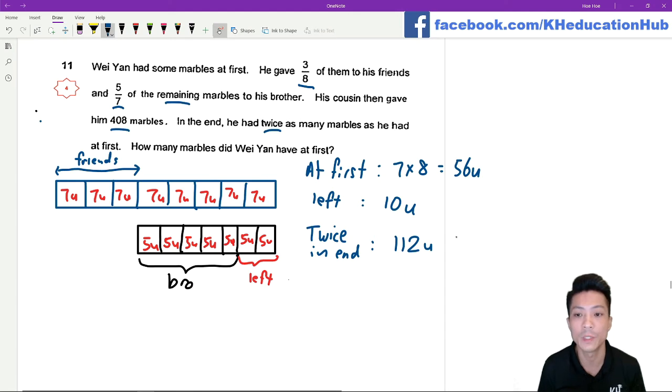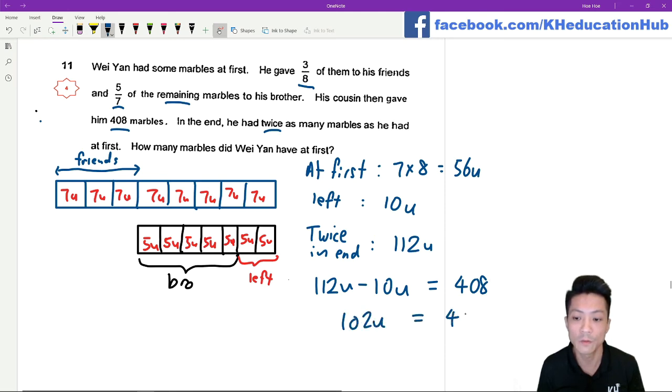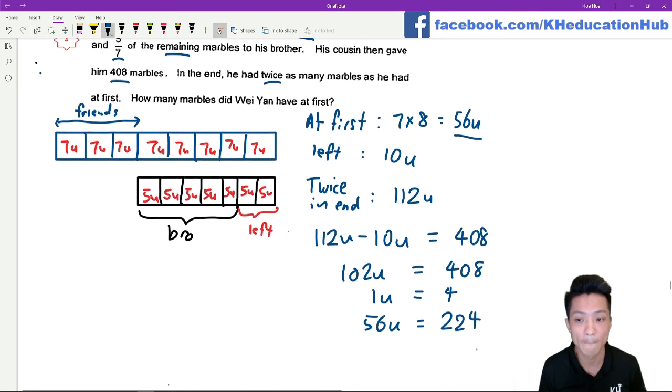Okay, which means that two units minus what's left is equal to the 408. 102 units is 408, and we found that 1 unit is equal to 4. Okay, they're asking for how many marbles did Wei-Yan have at first. At first, he's got 56 units. So 56 units is equal to 224 marbles.